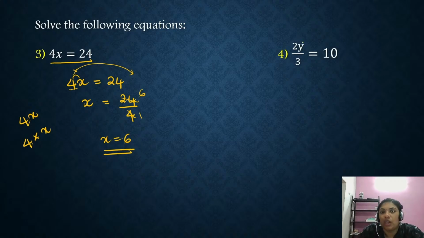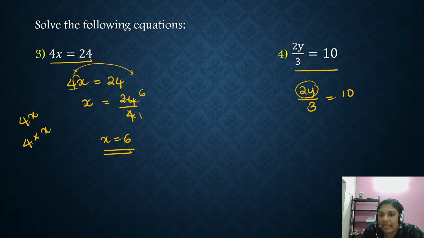Okay, now next one. 2y by 3 is equal to 10. How will you do this? We need to find out the value of y. So let's write the equation first. Now we can keep the variable term. Here the variable is present, right? Sorry, the coefficient is present, right? So we can keep the variable term as such.